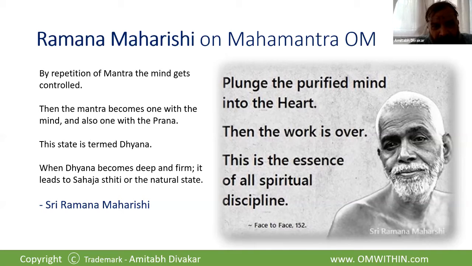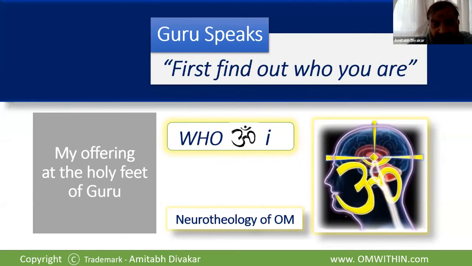That's a new beginning. So Ramana Maharshi says that by repetition of mantra, the mind gets control. Then the mantra becomes one with the mind, also one with the prana, because the prana, the breath and the mind have the same nature. And once it becomes one, it is dhyana, the state of dhyana. And when the dhyana becomes deep and firm, like they say, like oil being poured from vessel to vessel, it is the sahaj sthiti, or the natural state. So this is the idea of the entire exercise.